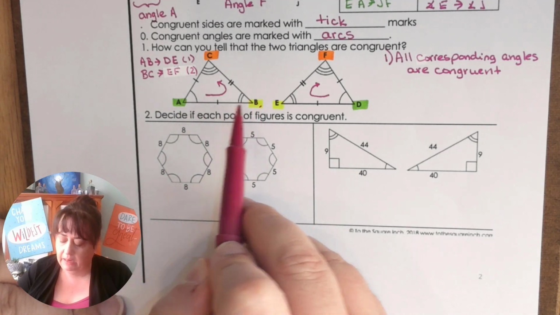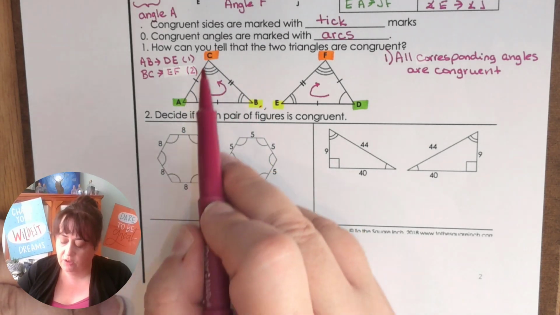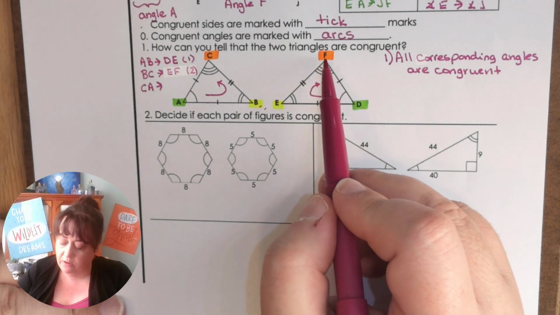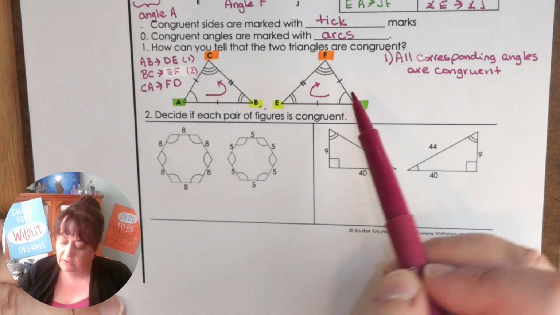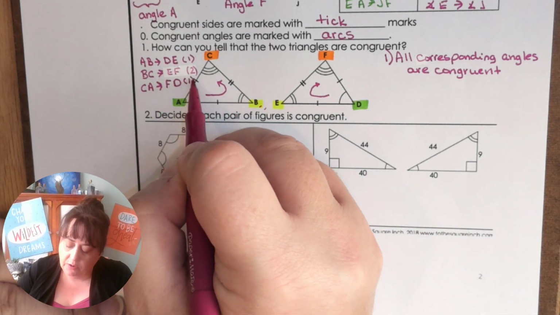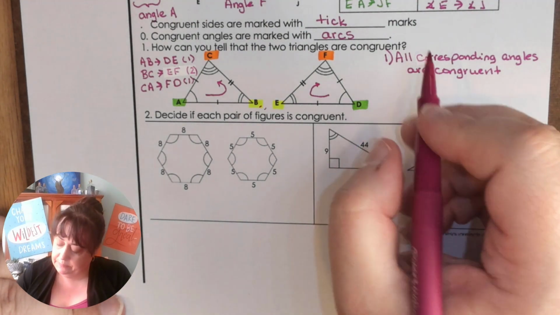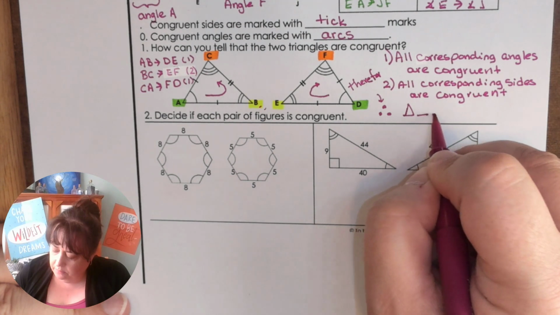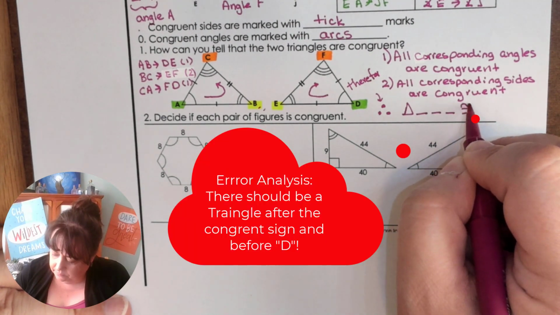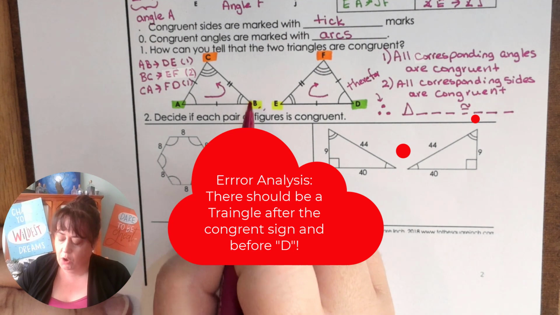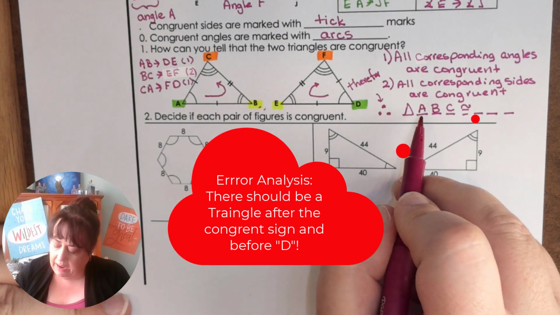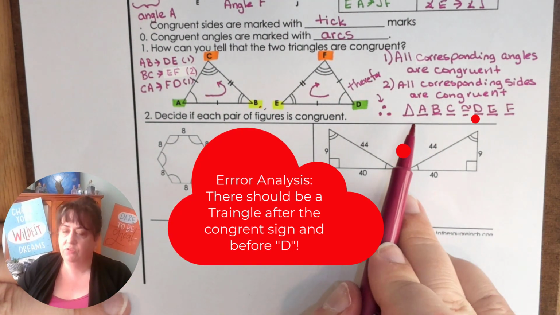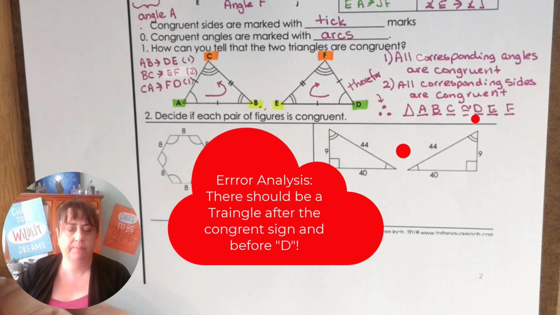So A to B, B to C. So now I need to close the triangle, so C to A. So I went from D to E, E to F, and now I need to close. So from F to D. Does it also have 1 mark? It does. So all the corresponding pieces are in place. Those 3 little dots right there mean therefore. Triangle, and let's just go around in the order. So A, B, C. A went to D, B went to E, and C went to F. So triangle ABC is congruent to DEF.